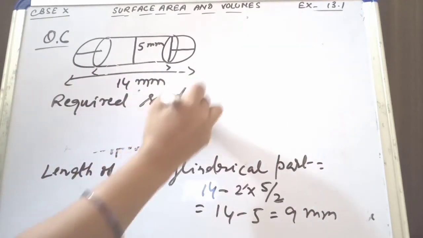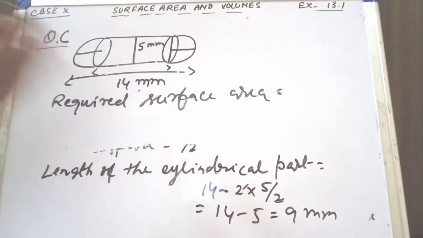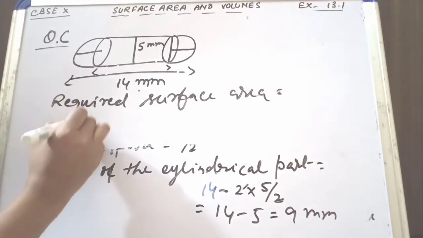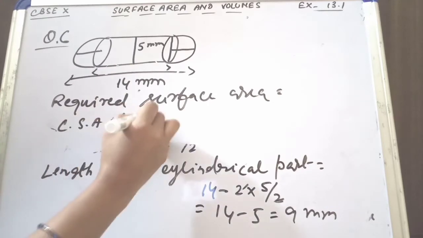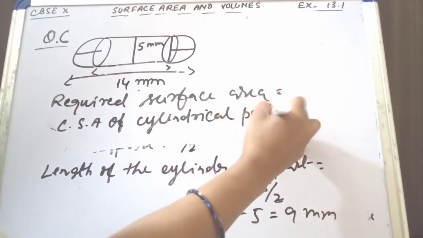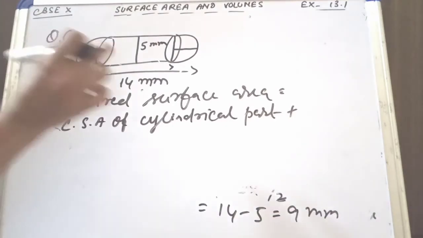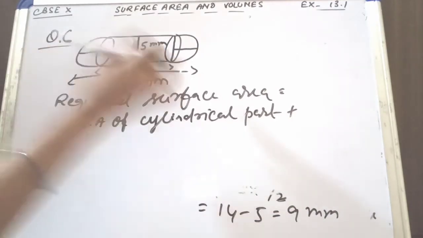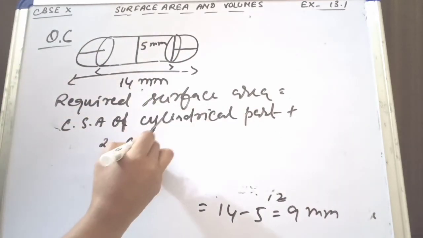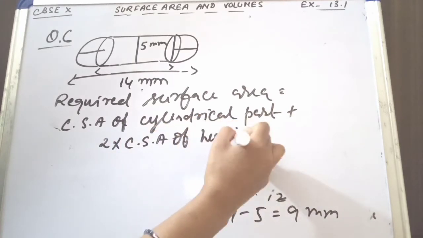Required surface area is equal to curved surface area, not total, curved surface area of the cylindrical part plus 2 into curved surface area of the hemispherical part, because this is 2 times.